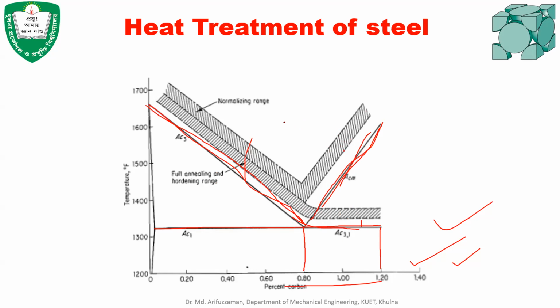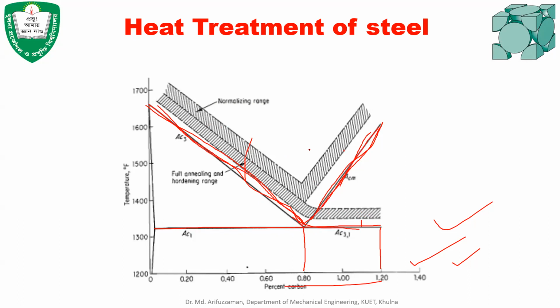For this time, you just remember that for annealing, the heat treatment has to be done above the upper critical temperature line for below 0.8% carbon. For above 0.8% carbon, it is above the lower critical temperature line. But for normalizing, you have to heat it up always above the upper critical temperature lines. So these are the upper critical temperature lines.